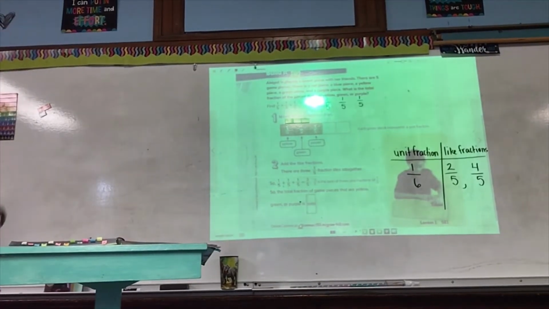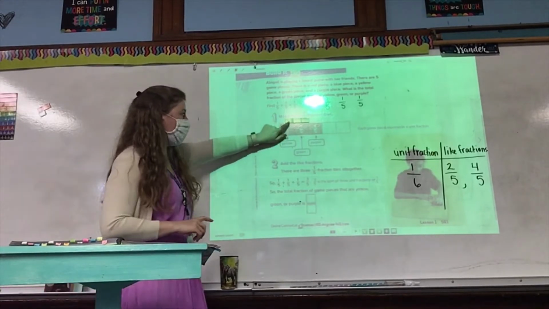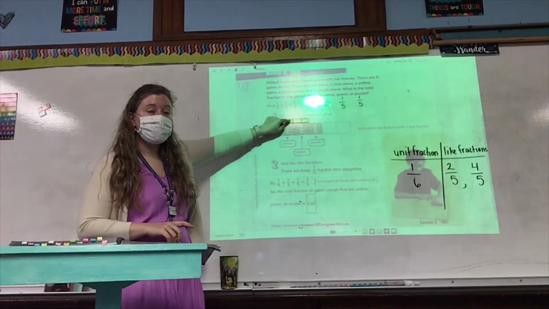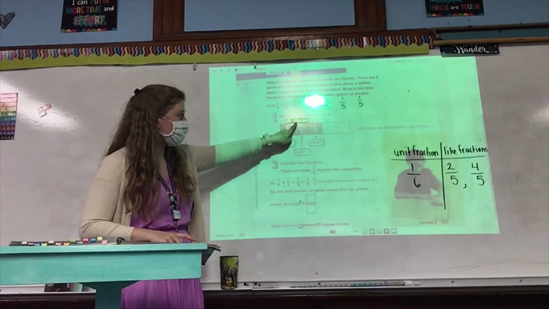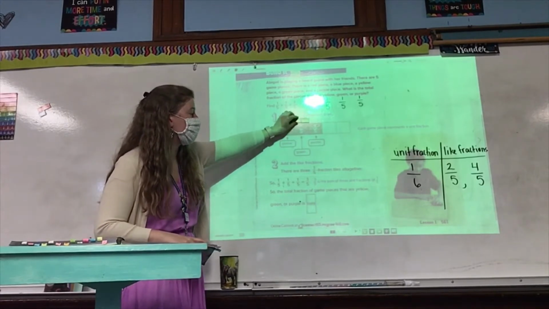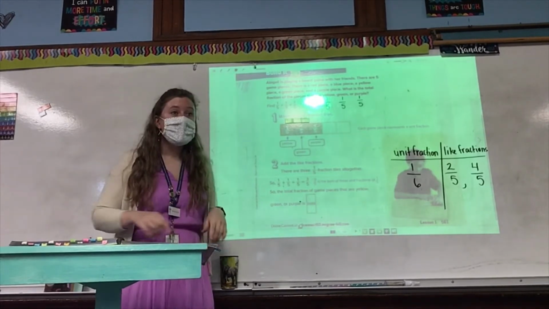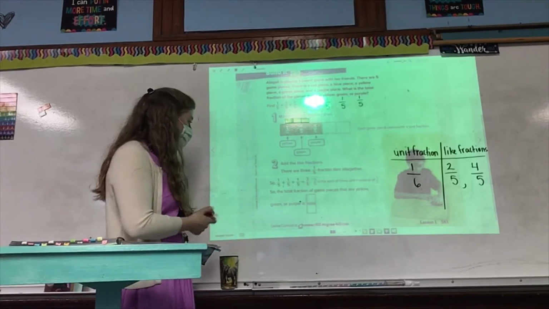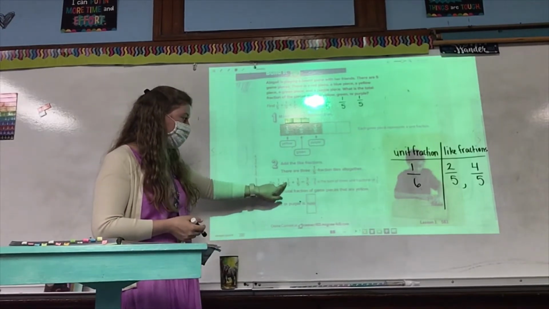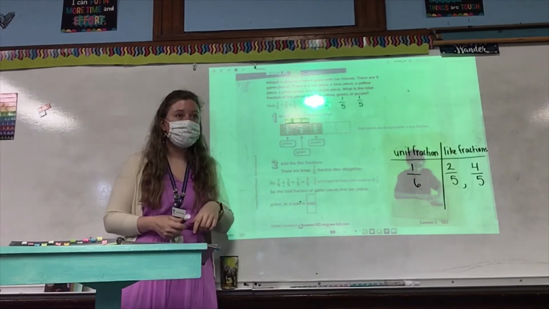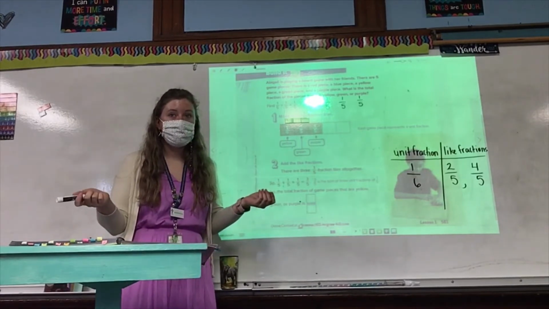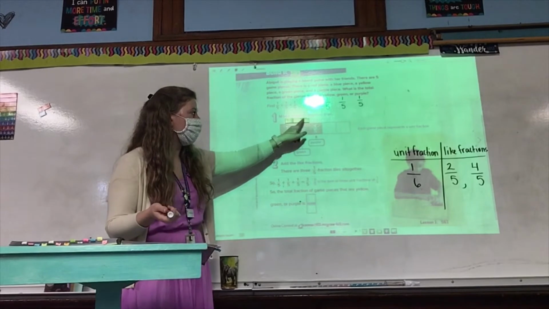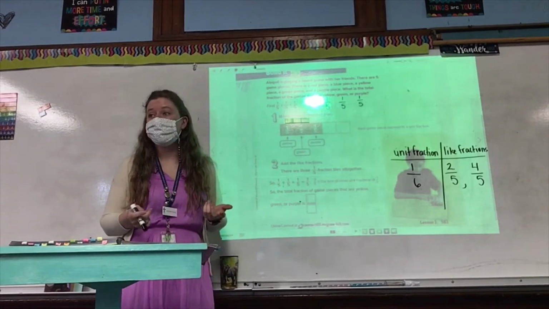Okay. So like we were saying, we have 1/5 to represent the yellow piece, 1/5 to represent the green piece, and 1/5 to represent the purple pieces. Now we're going to add those together. 1/5 plus 1/5 plus 1/5 equals what, class? 3/5. We have 1, 2, 3 1/5 tiles.